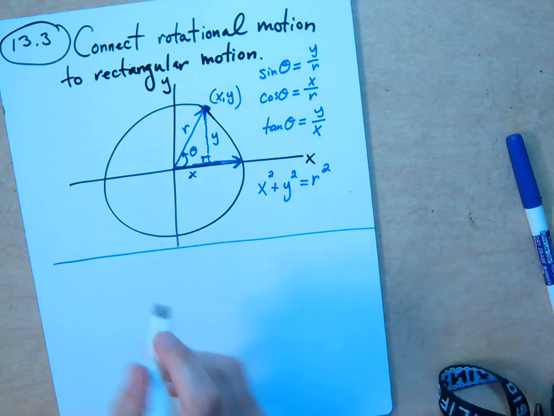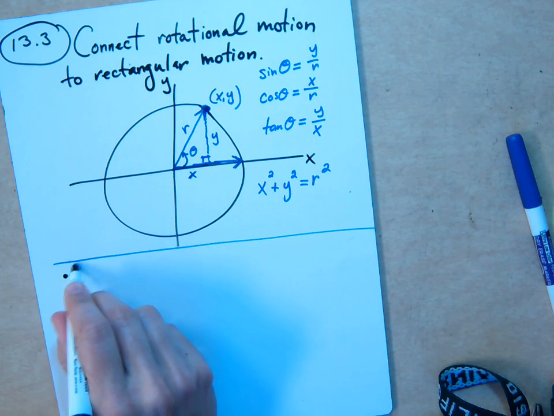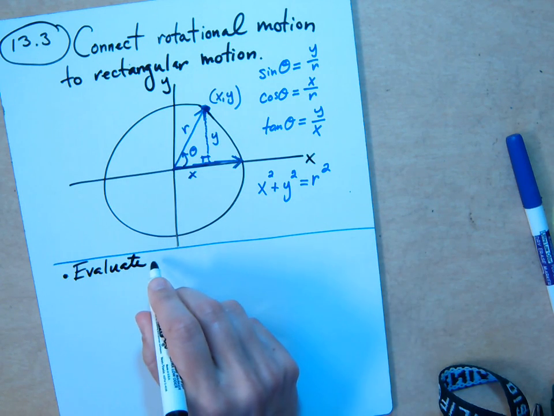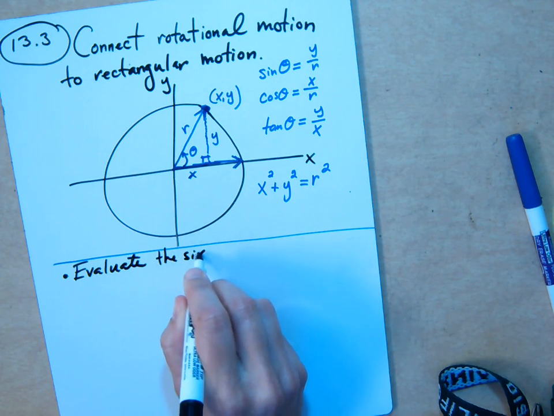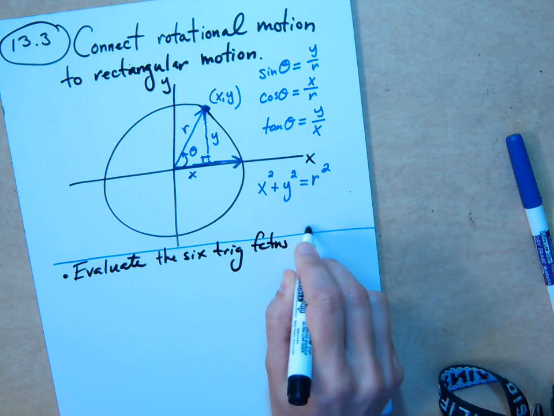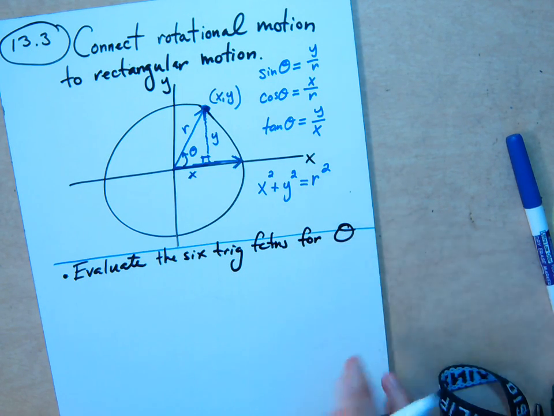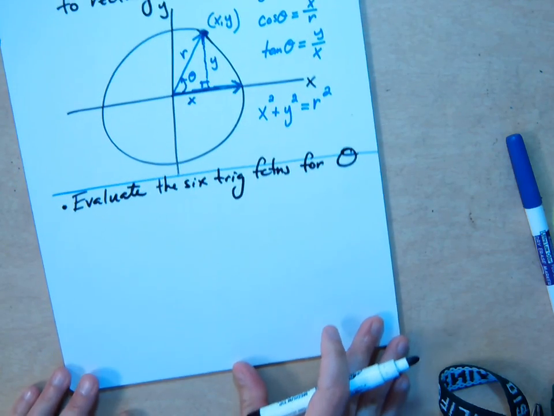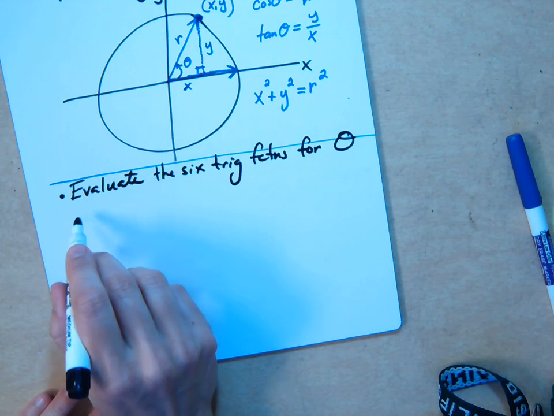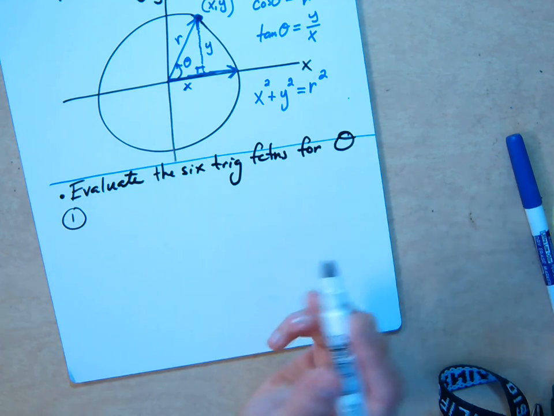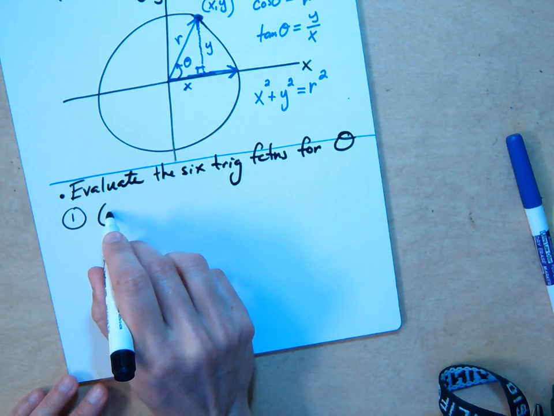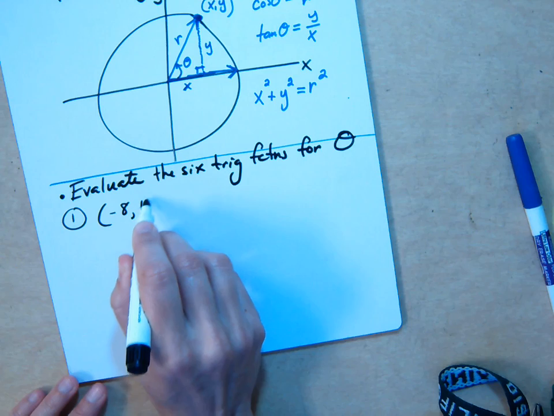Now let's do some examples of what you'll be doing. Here's the test objective: it'll say evaluate the 6 trig functions for theta. You'll see that in the list of test objectives. We're going to do two examples, starting with example 1. All you're going to see when you're given a problem is the coordinate, -8, 15.